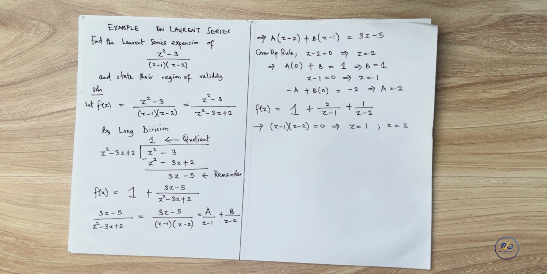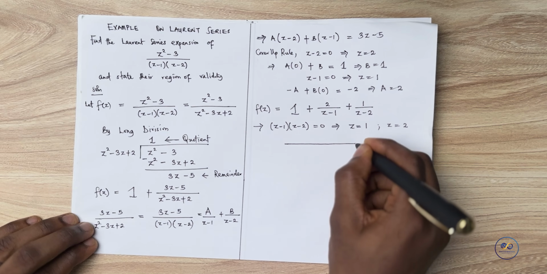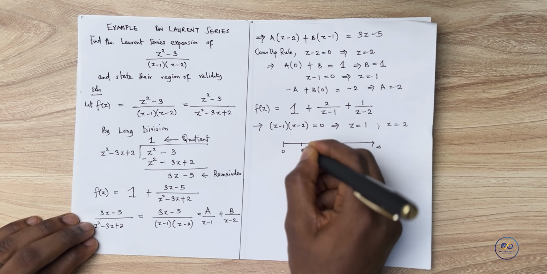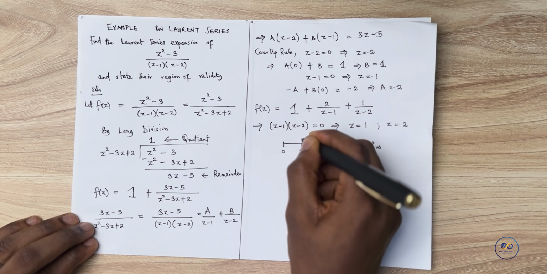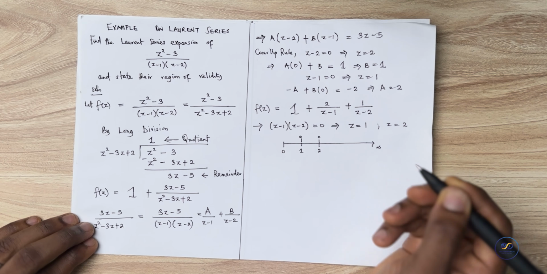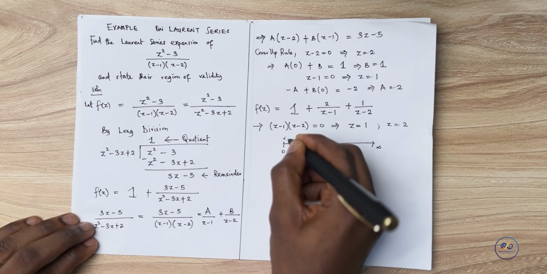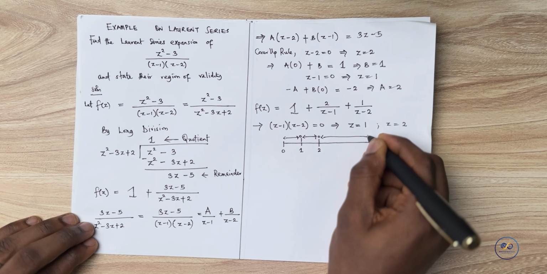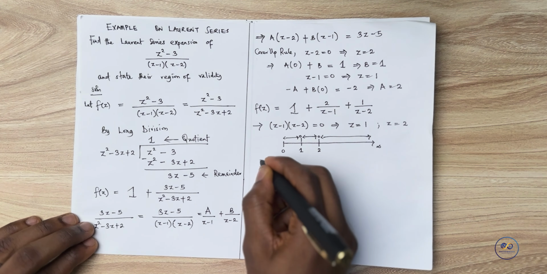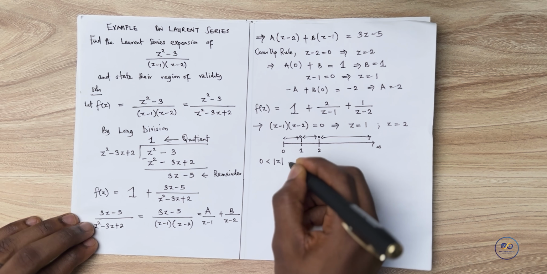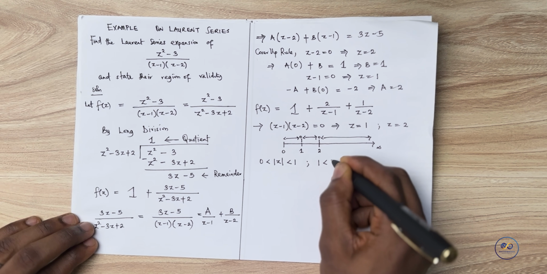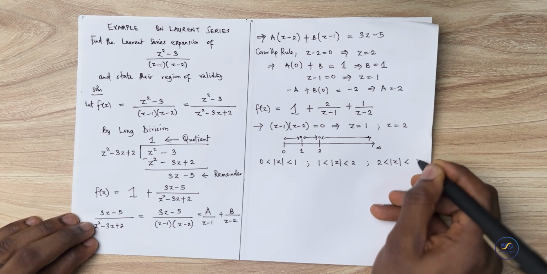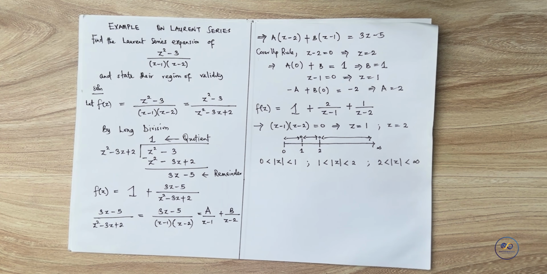Now, from here, if we proceed to create the region of validity, from 0 to infinity, let's place 1 here, and then let's place 2 here. We see that we now have 3 possible splits: from 0 to 1, from 1 to 2, and then from 2 downwards. So the possible regions are 0 less than absolute value of z less than 1, 1 less than absolute value of z less than 2, and then 2 less than absolute value of z less than infinity. These are the 3 possible regions of validity.